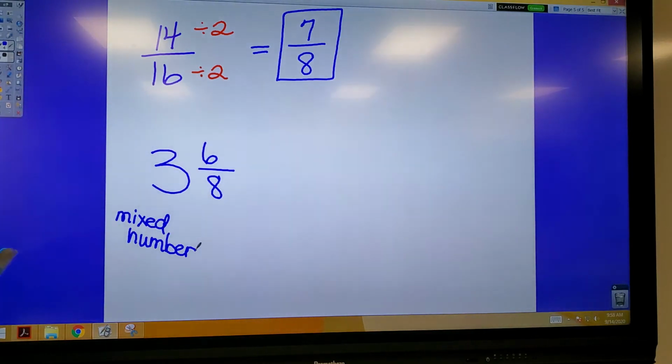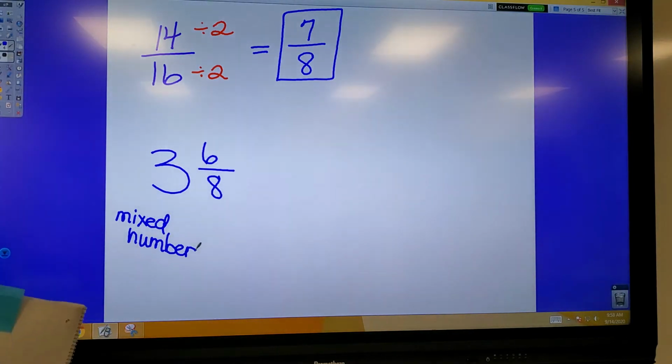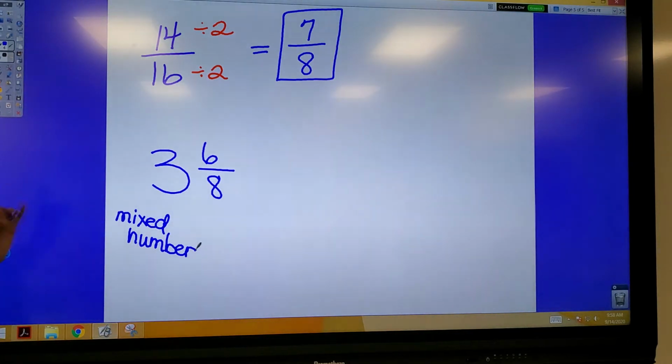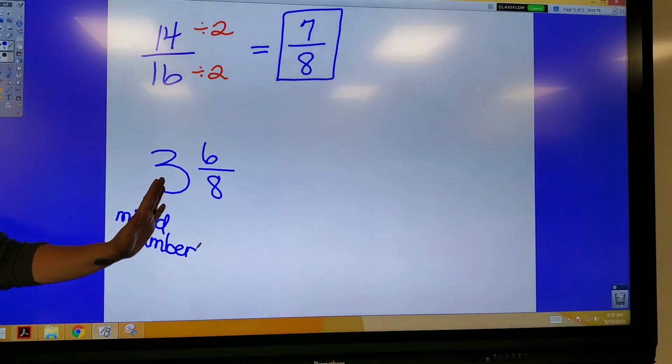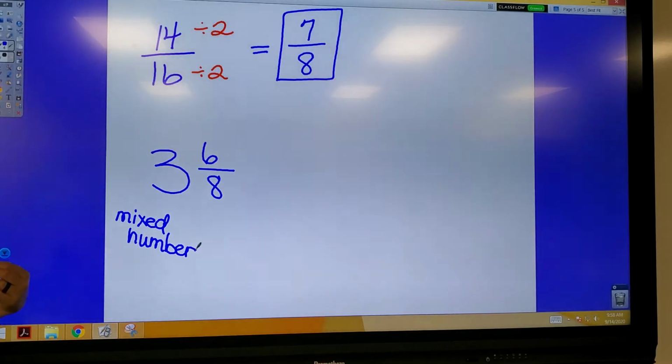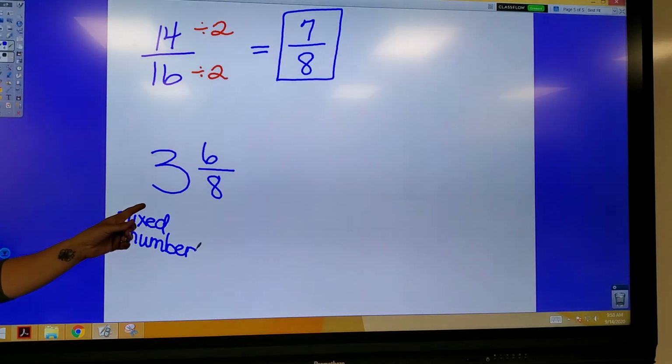So Ari, you had your hand up. What do you think I should do here? Multiply and add. Alright, I could do that, but that's just going to cause me a lot more work. What she's talking about is changing this to an improper fraction, simplifying it, and then I'd have to turn it back into a mixed number. It would work, but that's a lot more effort. You don't have to do that. You can leave it as a mixed number.